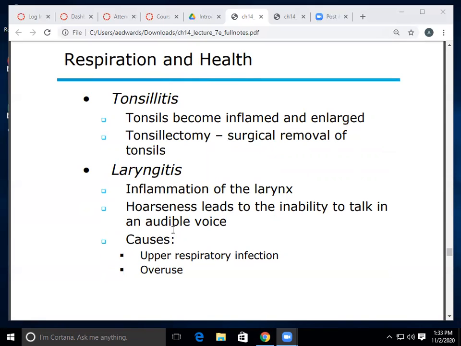Tonsillitis is an inflammation of the tonsils, okay? Remember, itis is inflammation. When they become inflamed, they also get enlarged. Potentially, a person may have to get a tonsillectomy, which means removing those tonsils surgically. Okay, laryngitis, inflammation of the larynx, right? Itis is inflammation. A person may have hoarseness, and it can give them an inability to talk in an audible voice. You can't hear them. Okay, overuse could be the reason for it. It could be an upper respiratory infection.